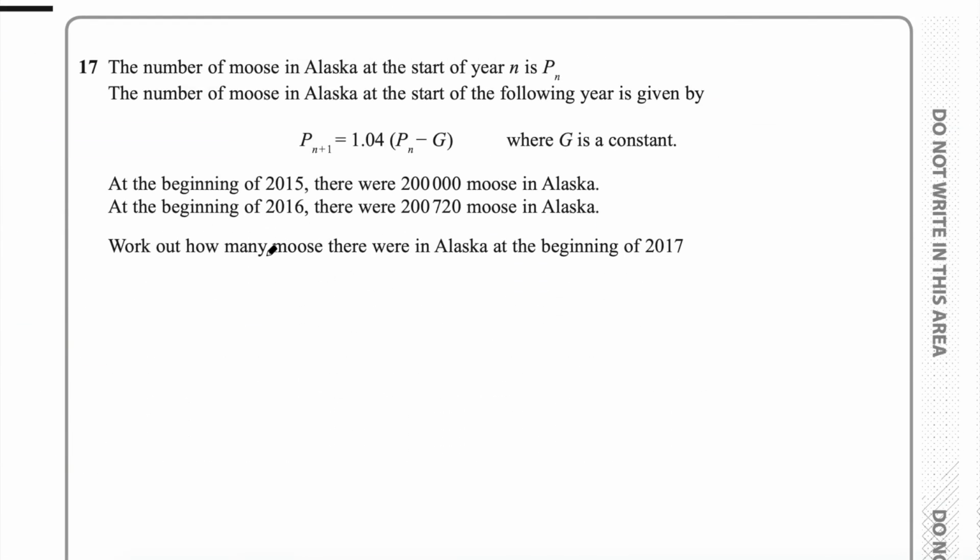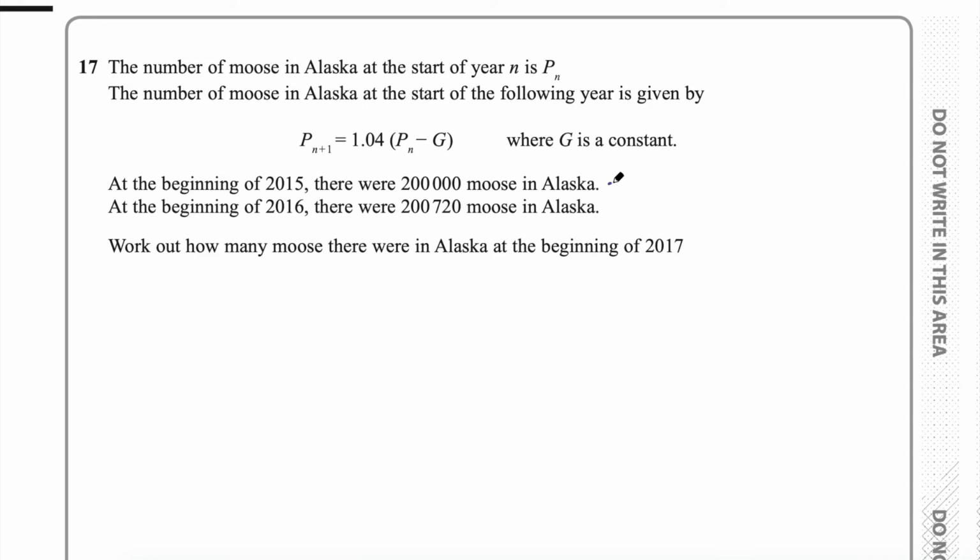Question 17 says the number of moose in Alaska at the start of year n is P subscript n. The number of moose in Alaska at the start of the following year is given by P subscript n plus 1 equals 1.05 bracket P sub n minus G, where G is a constant. The beginning of 2015, there were 200,000 moose in Alaska. The beginning of 2016, there were 200,720 moose in Alaska. Work out how many moose there were in Alaska at the beginning of 2017.